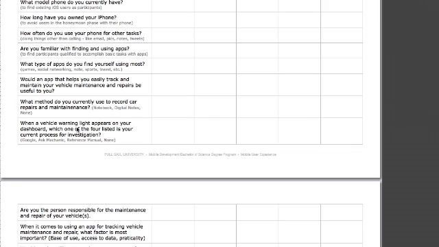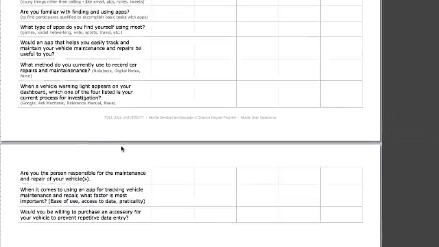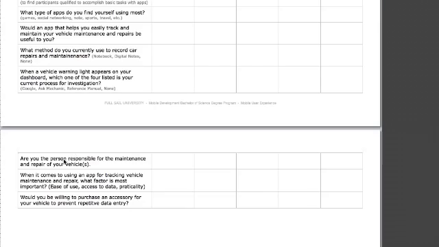Then I have on the next question, when a vehicle warning light appears on your dashboard, which one of the 4 listed is your current process for investigation? 1 being Google, 2 being asking a mechanic or seeking out a technician, 3 being a reference panel, or 4 none. Hopefully they don't ignore those lights. Next question is, are you the person responsible for the maintenance and repair of your vehicle or vehicles? Next would be, when it comes to using an app for tracking vehicle maintenance and repair, what factor is most important?